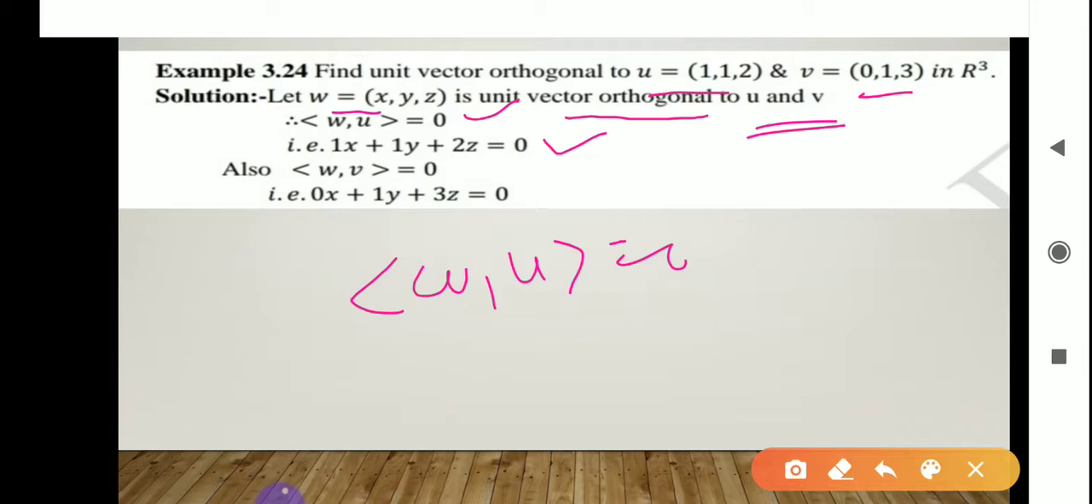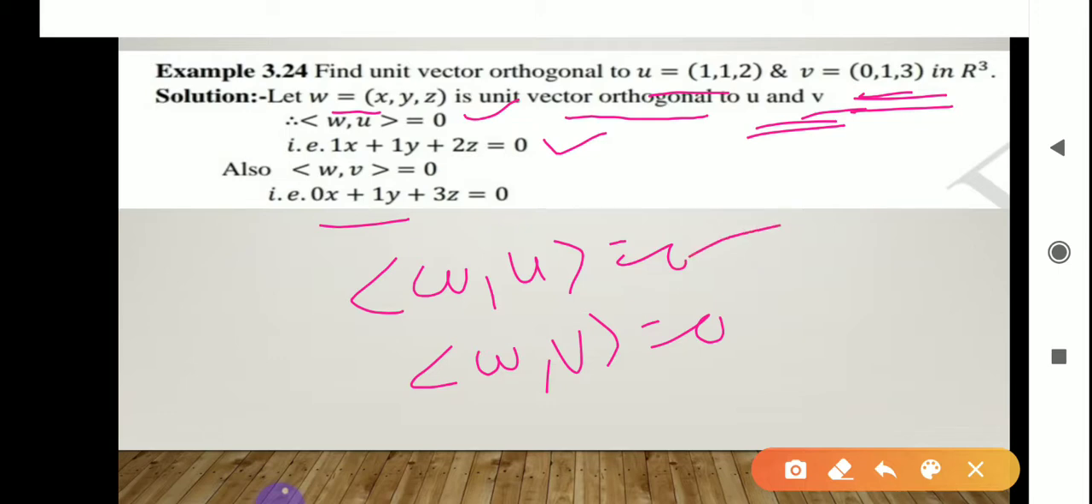Also, w is orthogonal to v. If w is orthogonal to v, then the inner product of w and v is also 0. W is (x, y, z) and v is (0, 1, 3). So 0 into x plus 1 into y plus 3 into z equal to 0. Using these two conditions we get these two equations.